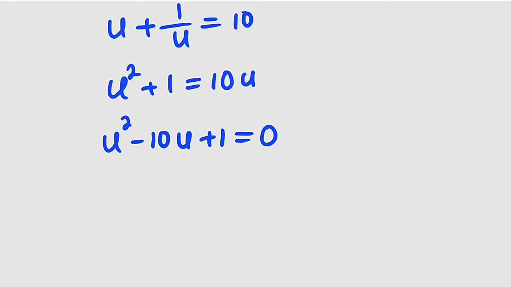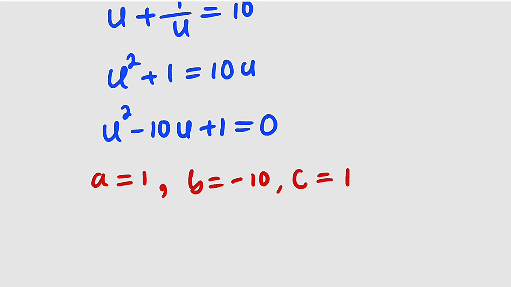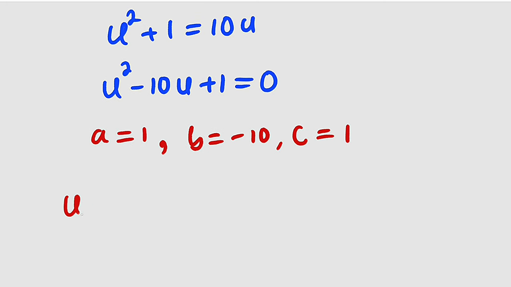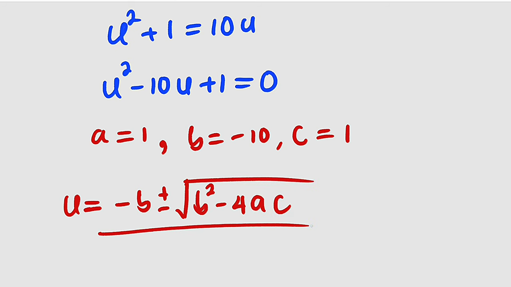So let us declare some terms. This is the leading coefficient because this is a quadratic equation. A is always the leading coefficient, which is 1. B is the coefficient of the middle term, which is negative 10. And C, which is the constant, is 1. So what will be the value of u? U will be equal to minus b plus or minus square root of b squared minus 4 times a times c, divided by 2 multiplied by a.